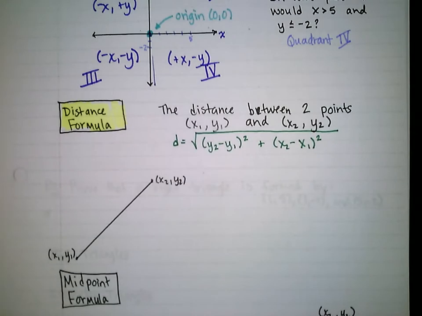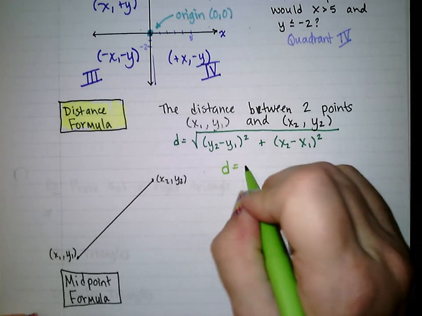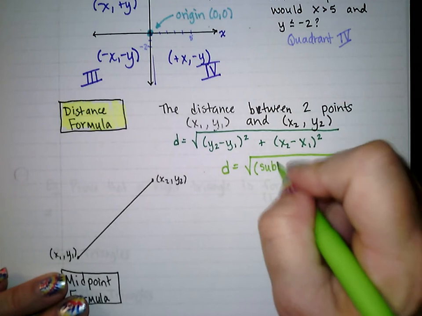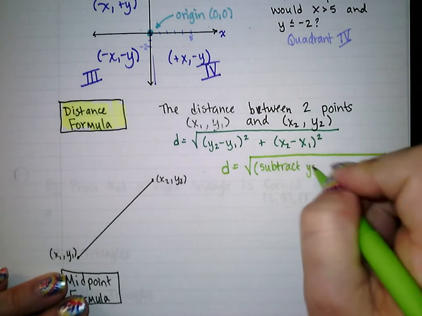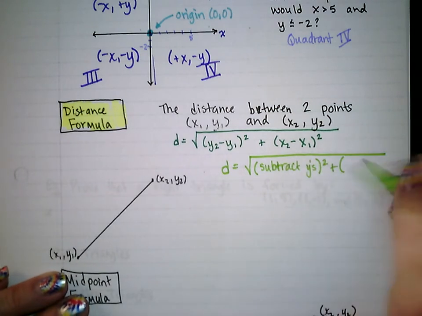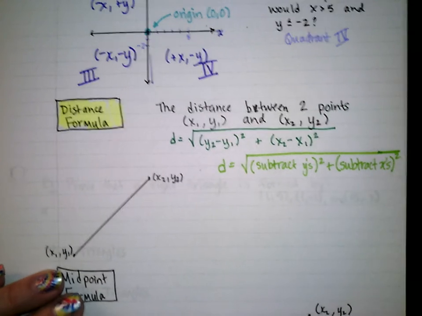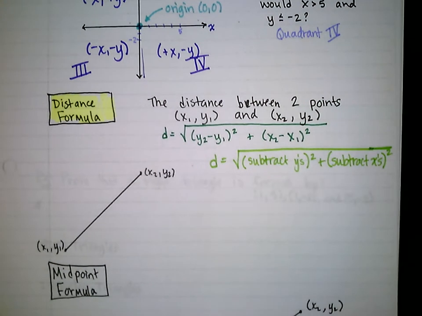I don't usually state that formula in that formal of a manner. I will just take the square root, and I'm going to subtract the y's from each other and then square it. I'm going to subtract the x's from each other and square it, and then I take the square root of that whole thing altogether. Why does it work this way? Well, the distance formula is based on the Pythagorean theorem.